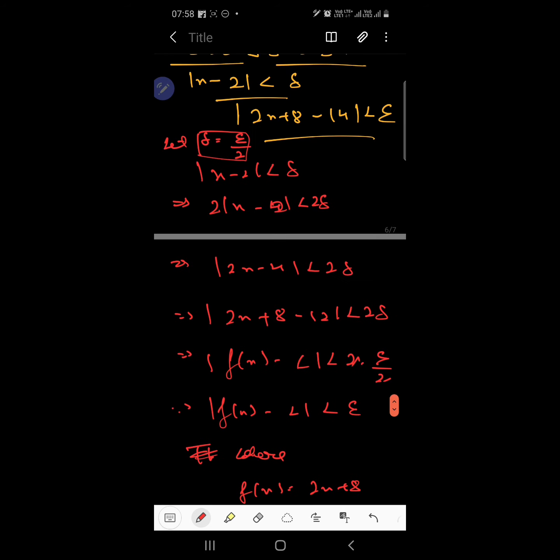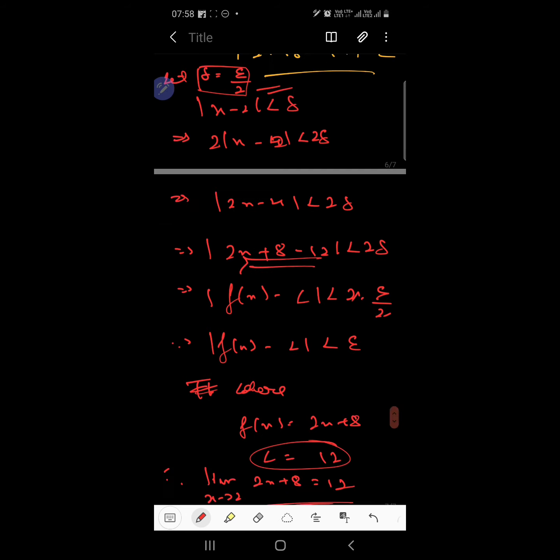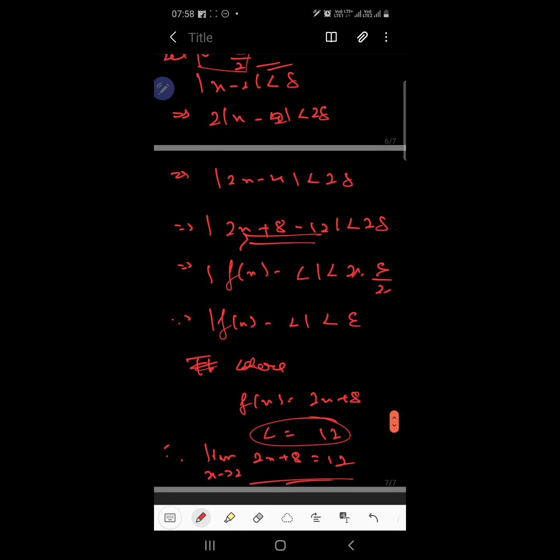First write let, and then give the relation which you have already found between delta and epsilon. Then write mod of x minus 2 is less than delta. From there try to bring out the structure of the limit. Okay, and then you are done. Just put the value of epsilon in place of delta and you are done with the proof.